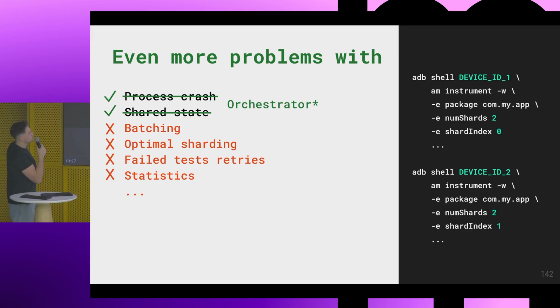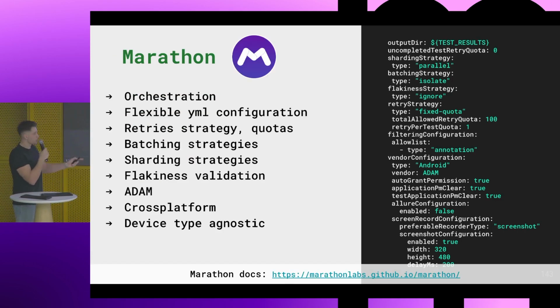And also the standard tool doesn't give us optimal sharding, because it may lead to some devices idling. It's suboptimal. We also need to retry some failed tests, not the whole test run, just single tests. We need some statistics to monitor flaky tests. Long story short, we have an open source tool that will do all these things for us. It is the test runner called Marathon.